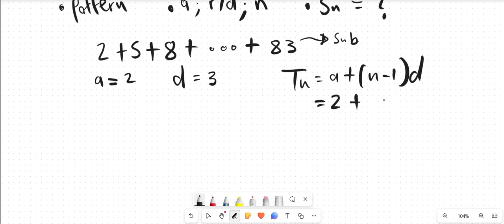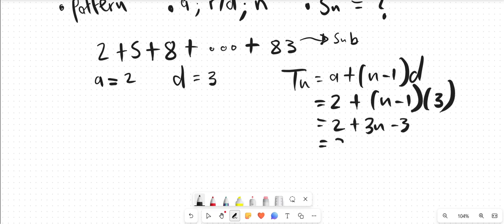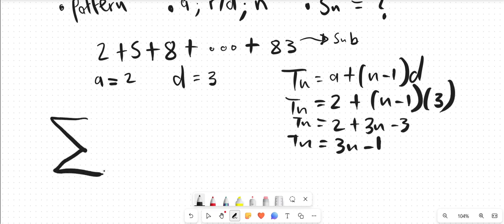Then this will be my 2. Then this is how it looks. It's 2 plus 3n minus 3, which is 3n minus 1. So that's my Tn formula. So what does that tell me? It tells me that in my sigma, in brackets here, I will have this formula there. But where does it start? It obviously will start at n equal to 1, because if you substitute 1 in this formula, you'll get the 2. So it starts there.